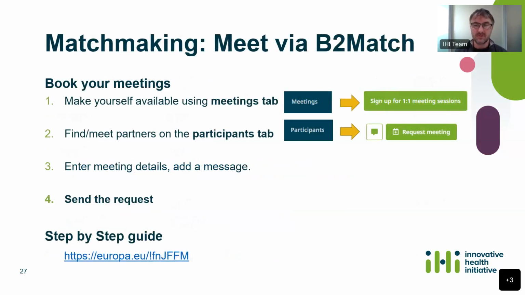So just very quickly, how to book a meeting. There's a step-by-step guide; you can see the link at the bottom there. But what you need to do is, first of all, under the meetings tab, sign up for one-to-one meeting sessions. That allows people to contact you and for you to contact other people. Then under the participants tab, search for people who are filling the gaps in your consortium, request a meeting with them, and add a little bit of detail in a message. Obviously spend a bit of time thinking about the message, and send a request, and hopefully then you'll have a fruitful meeting.